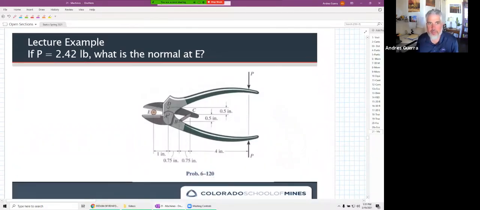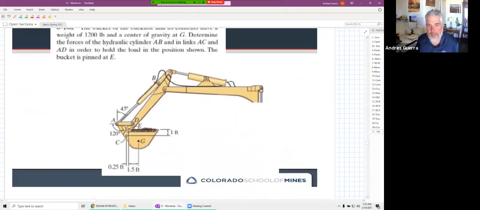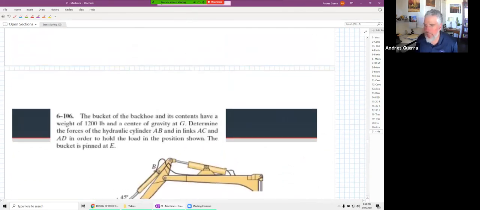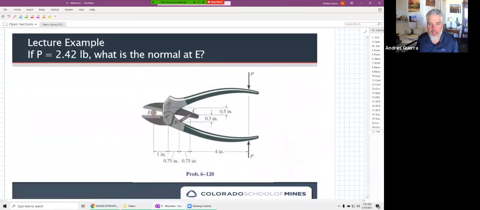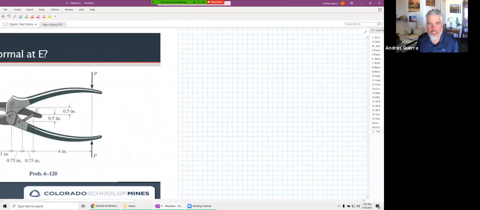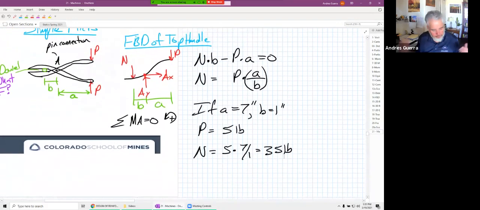We'll do this example here, a little bit more complicated set of pliers, and then we will also look at a piece of earth moving equipment on Monday. That'll finish up and we'll be all caught up. We'll do those 2 examples with machines on Monday, and then we will be all caught up.